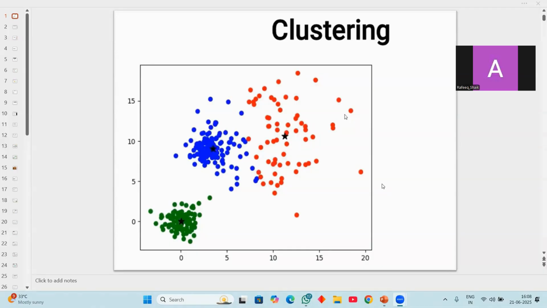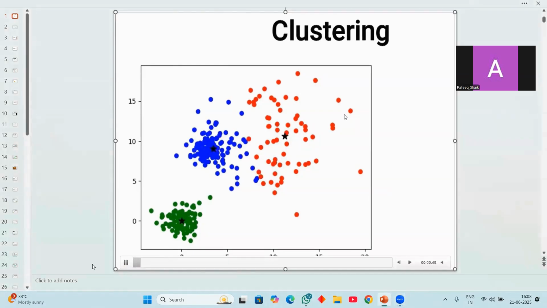So myself Rafiq. Today we're discussing the clustering topic in machine learning. Okay, let's continue the topic. Clustering is an unsupervised learning technique you use to group similar data points into clusters based on the data, which deals with unlabeled data, right?